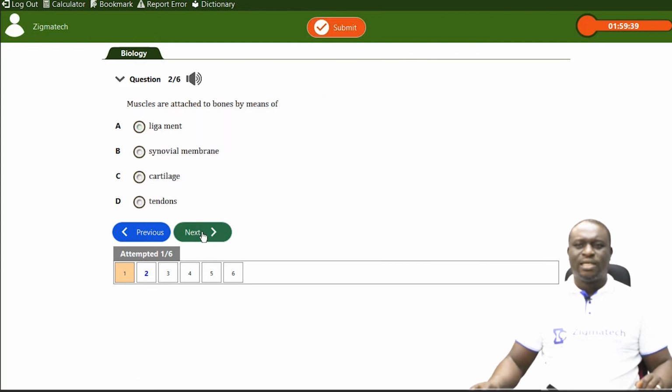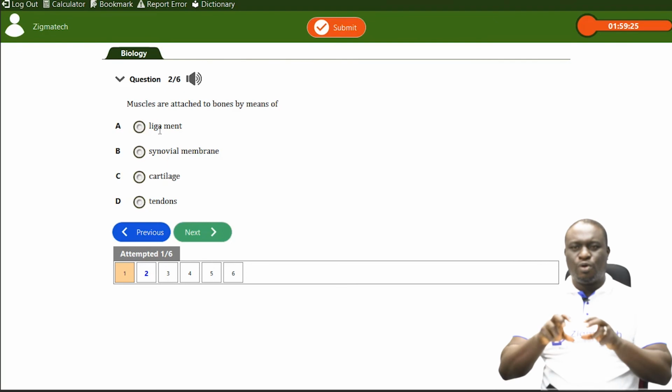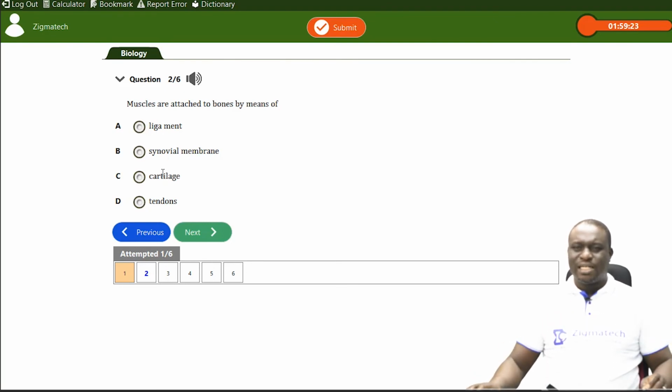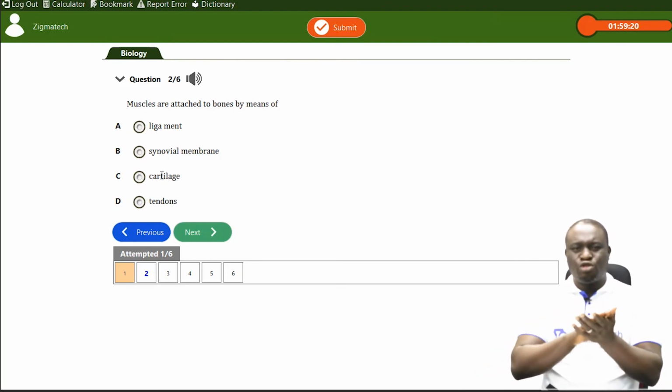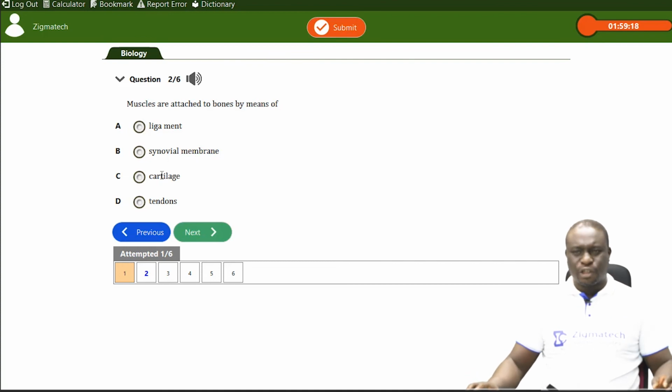Okay. Next, we have: muscles are attached to bones by means of what? It is not a cartilage. Synovial membrane only produces or secretes synovial fluid. Ligaments attach bones to bones and hold them together. Cartilage serves as a pad or a cushion that helps to reduce friction. The correct option is tendons.